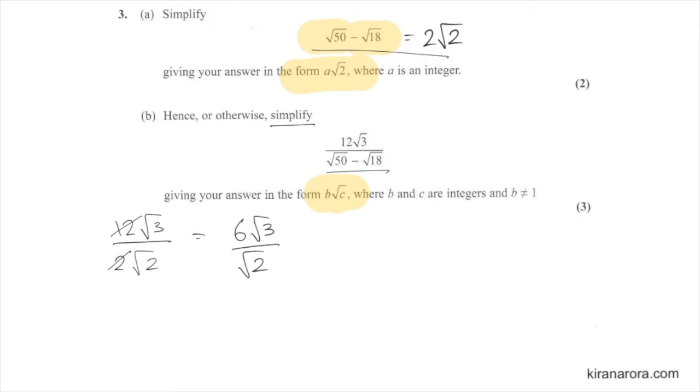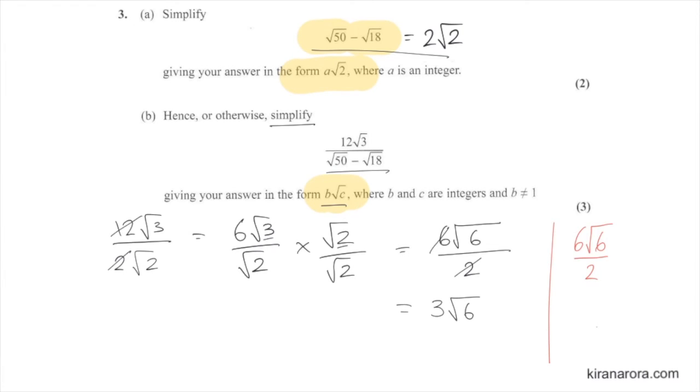Now we haven't finished yet because we want it in the form b root c, and at the moment it's something over something else. So to begin with I want to rationalise the denominator. I'll do that by multiplying the top and the bottom of the fraction by root 2, getting rid of the root at the bottom, because root 2 times root 2 is root 4, which is just 2. The numerator, 6 root 3 times root 2, is 6 root 6. Then we can cancel the 6 and the 2, so we end up with 3 root 6.